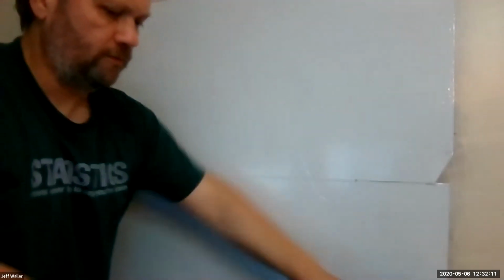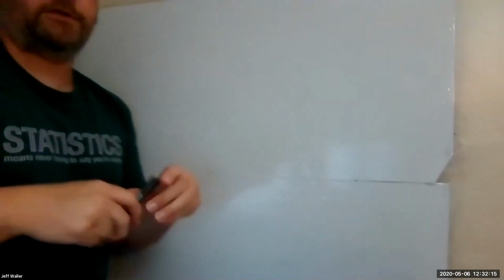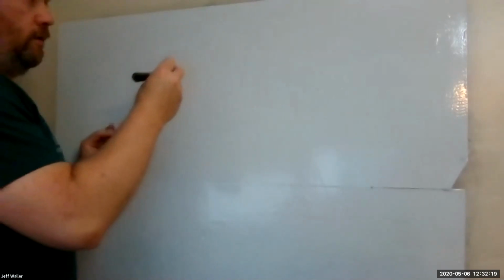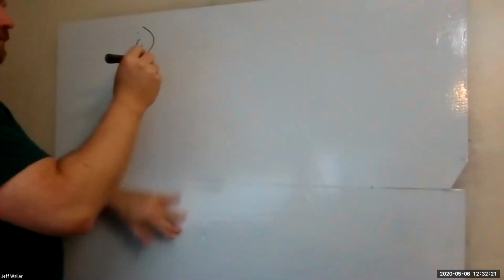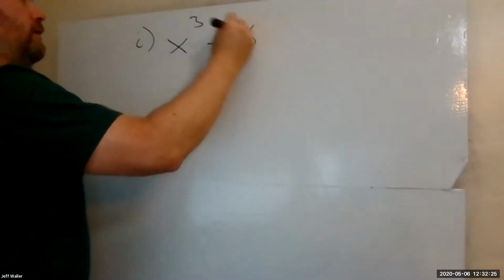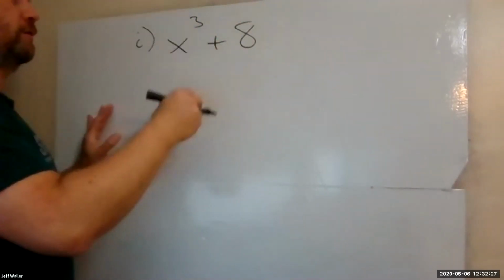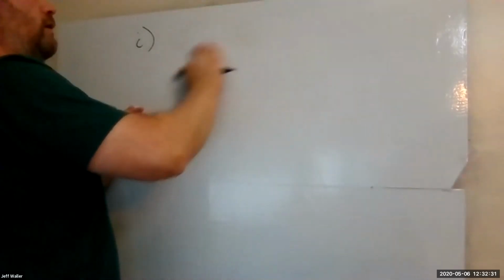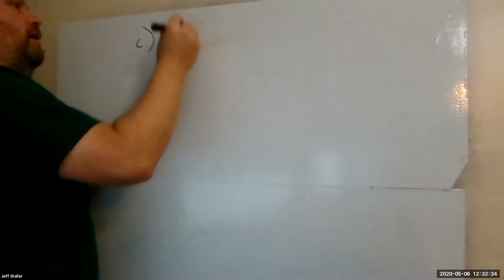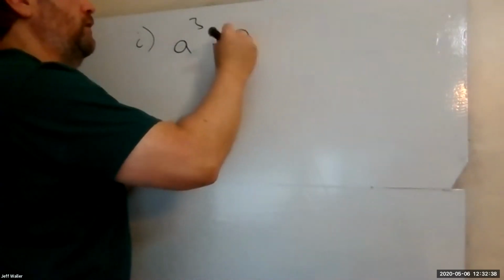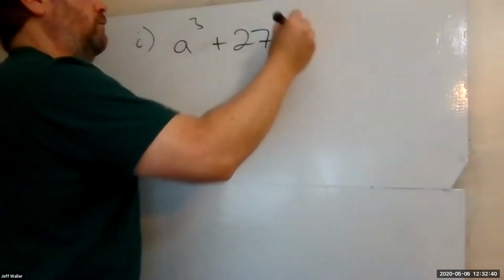So, let's try this out. So if I had, for example, x cubed plus 8. I think we already did this one. Let's do something more interesting. Let's do a cubed plus, what do you got, Jeff? 27w cubed. Sure, okay.